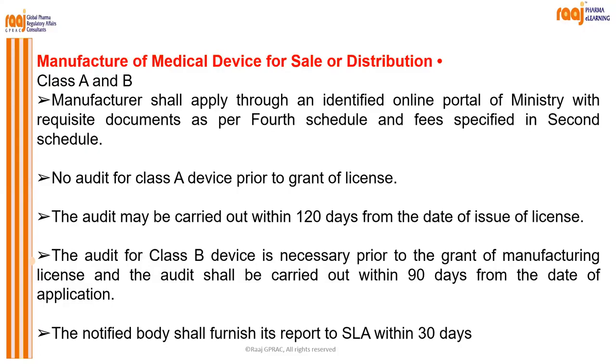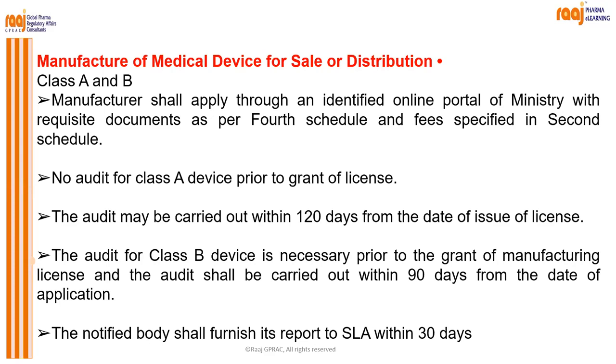Then, no audit for the class A device prior to grant of license. But natural, right? Class A and B are the low risk classes. That is why there is no audit for the class A device prior to grant of license. But the audit may be carried out within 120 days from the date of issue of license. Once you receive the license, the audit will be called after 120 days. So it is pretty simple, pretty straightforward to understand how the manufacturer of medical devices who are into sales and distribution have to apply this logic under class A and B devices.